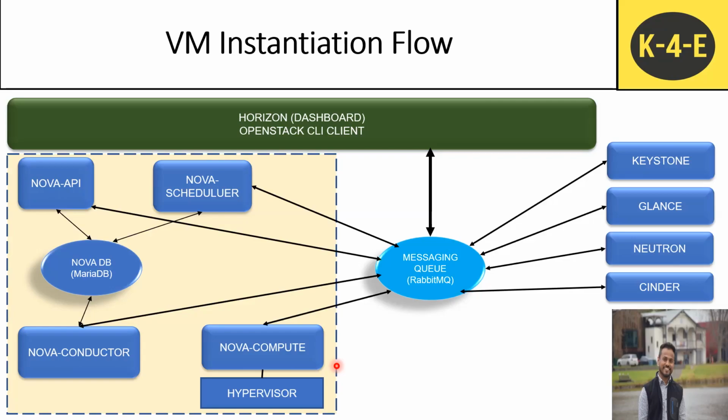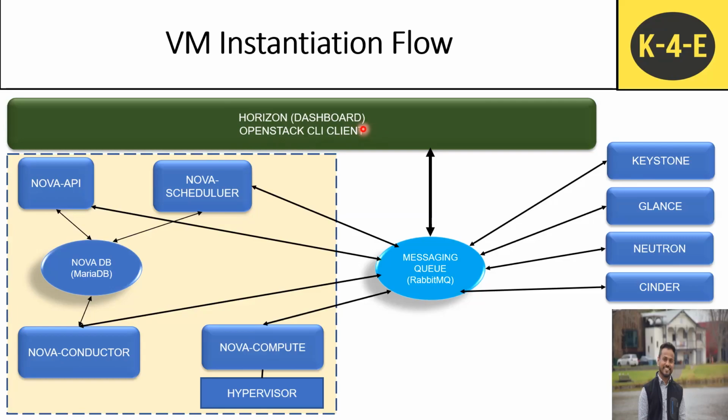So you have a use case: you have an OpenStack and you want to create a virtual machine. What exactly happens? There are two ways that you can create a virtual machine in OpenStack. One is you connect to the Horizon dashboard, or you connect to the OpenStack CLI of the overcloud. These two ways you can create your virtual machine.